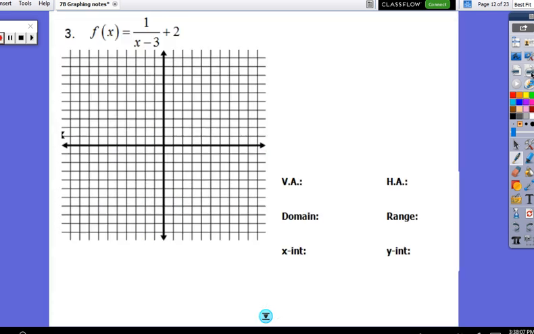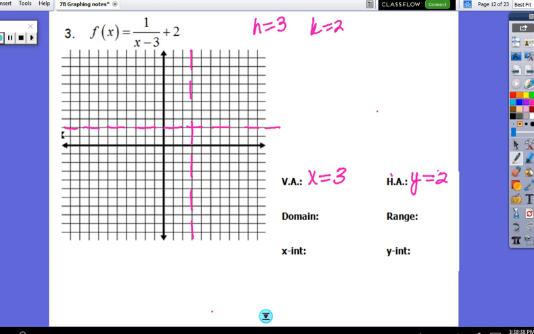Alright, look at another example. In this case, we do have an h and a k. Our h is equal to 3, so that's going to make our vertical asymptote x equals 3. And our k is equal to 2, so our horizontal asymptote is y equals 2. So, like always, we graph the asymptotes first. It lets us know where we're going to start counting from. It's like a vertex. HK always gives us where we start counting from.